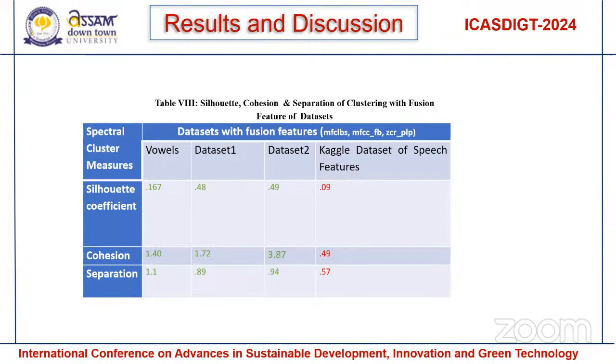And when we compared in the final, this is the final table, and here only the fusion features are there, and clustering is done for the datasets, including the tested vowel dataset and the Kaggle dataset of speech features. And here observe the red, these are for the Kaggle dataset, which are colored red. That means the clustering accuracies are poorer than our accuracies, that means dataset 1 and dataset 2 and the tested vowel datasets, these have better accuracies.